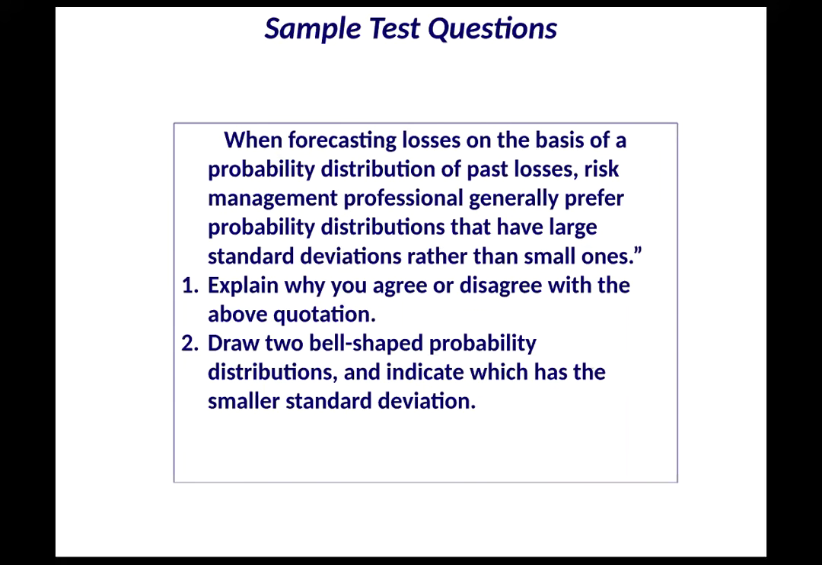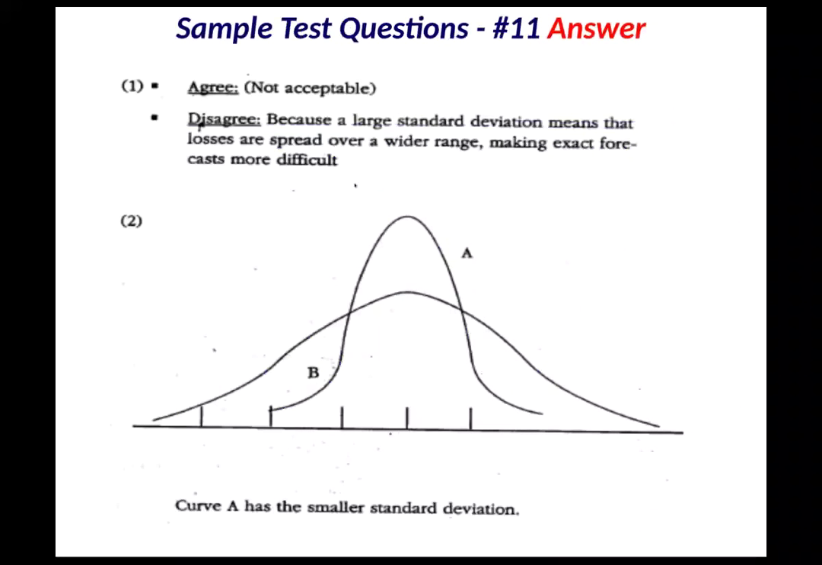So here are some basic questions. When forecasting losses on the basis of a probability distribution of past losses, risk management professionals generally prefer probability distributions that have large standard deviations rather than small ones, right? Explain why you agree or disagree with the above quotation. And the second one is to draw two bell-shaped probability distributions and indicate which has the smaller standard deviation. Well, you of course already have the slide deck, so you know the answers to these.